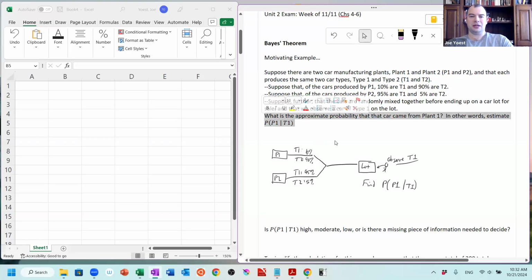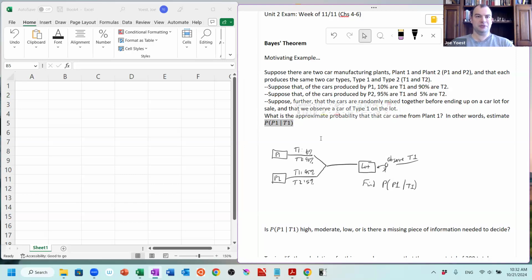And the question is, what's the approximate probability the car came from plant one? In other words, estimate the conditional probability the car is from plant one, given that I know that it's of type one. Given I'm looking at, say, a Ford F-150, what's the probability it's from the Detroit plant, for instance?